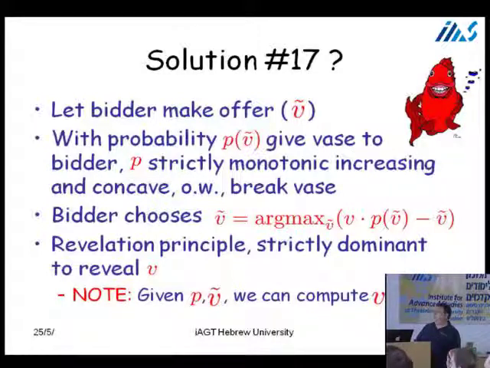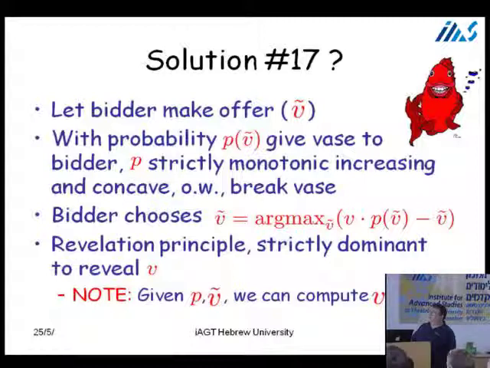Right? And note that given P and V tilde, this is what I really want from P. I want it to be invertible. Given P and V tilde, I know what V is. If it has a unique maximum, I'll be able to compute what V was. I want to invert it and get V. So this is like a truth mechanism. I don't care about anything else.